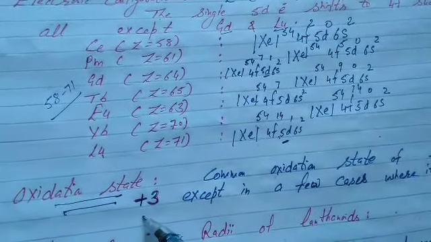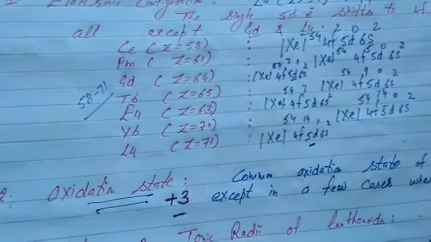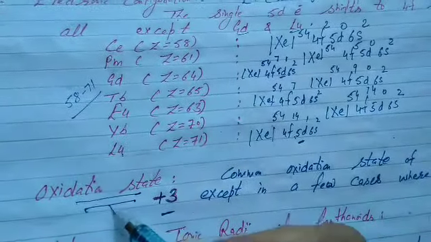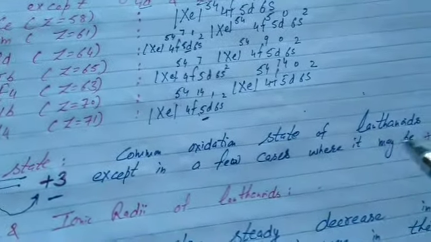Your answer is +3. What is the common oxidation state of alkali metals? Group 1, we write +1. What is the common oxidation state of lanthanoids? +3, except in a few cases where it may be +2 or +4.